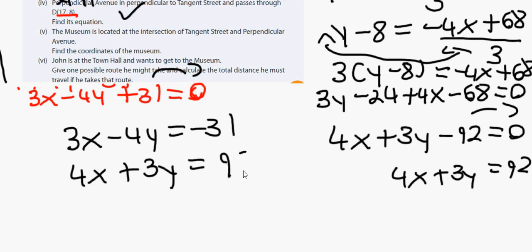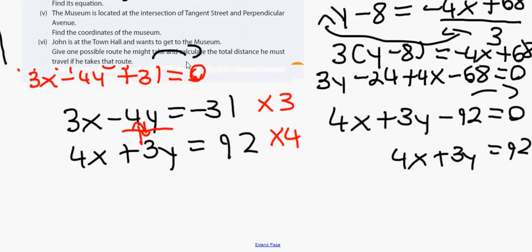Now, what we're going to do here is pick a letter to get rid of. I'm going to choose to get rid of the y's. To get rid of the y's, the top equation sees, when you look through this window as I call it, a 3, and the bottom equation sees a 4. That's what the y's see when they look at each other, right? They're looking at the numbers in front of each other. Don't mind the negative signs at the moment. So we're going to multiply everything in here by 3.